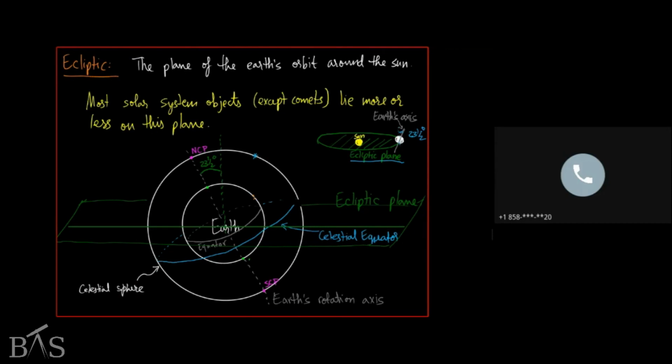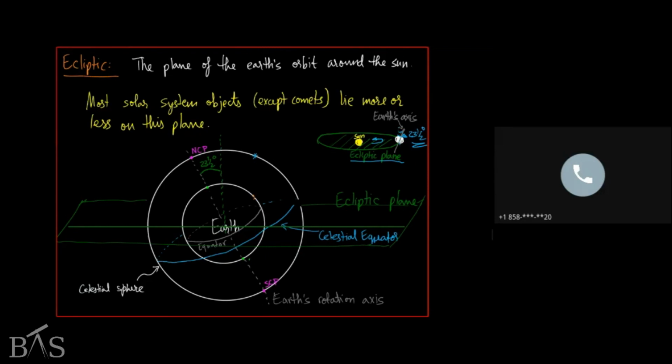We only have to deal with three motions. Two of which we already know, rotation and revolution. The third one is called precession, and we'll introduce it later. So this is the plane of revolution, and this is the axis of rotation, and they are offset by 23 and a half degrees, right? This is why we know the seasons occur, because the angle of sun rays that hits a particular location changes.